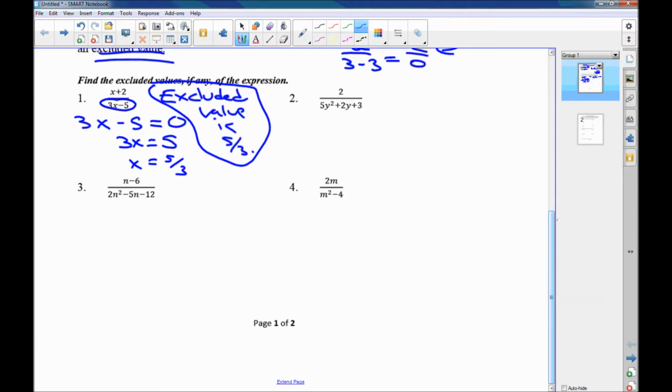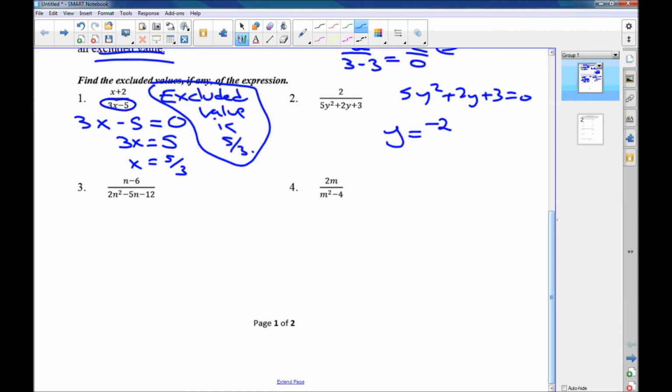This is 5y squared plus 2y plus 3. We could try to see if we could factor this. So 15 and 2. Two numbers that multiply to 15 and add to 2, they don't work. Okay, there's no numbers, so it's not factorable, so we have to go with some other method to try to solve the bottom equal to 0. So 5y squared plus 2y plus 3 equal to 0. I think the easiest method would be our quadratic formula.